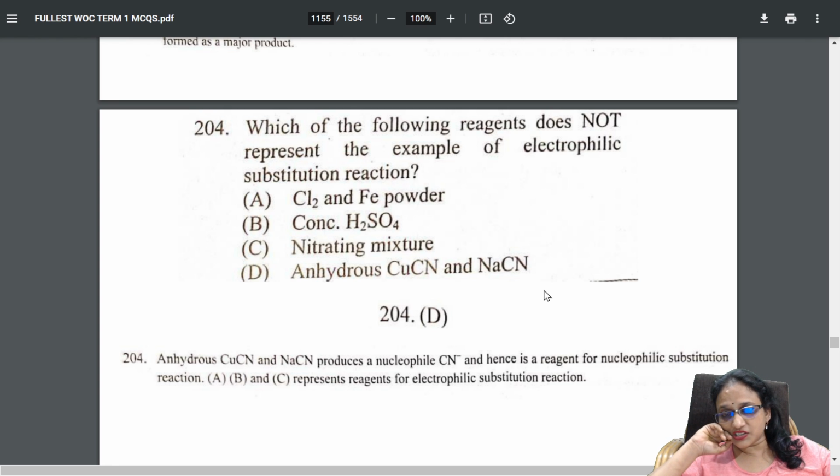Which of the following reagents does not represent an example of electrophilic substitution? So check here. They've given CN minus, CuCN and NaCN. Here CN is a nucleophile. So it is a strong nucleophile. So it will represent nucleophilic substitution but not electrophilic. In this case, chlorine is an electrophile. In this case, SO3H is an electrophile. In this case, NO2 plus is an electrophile.